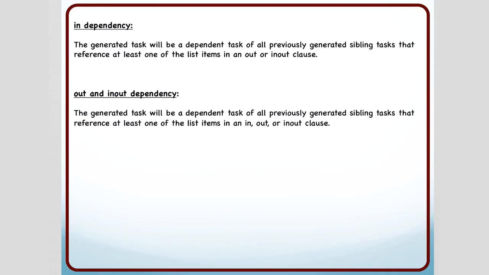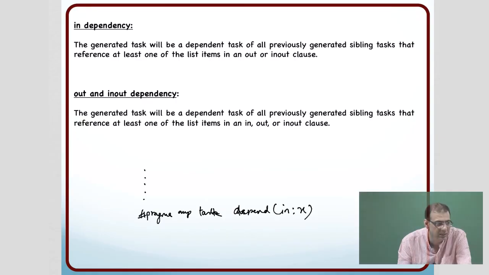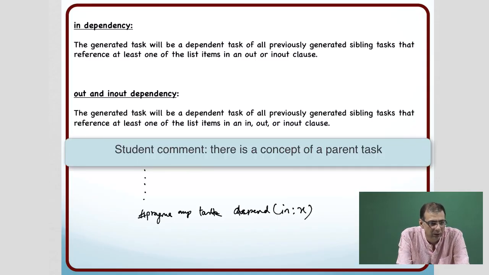The generated task will be a dependent task of all previously generated sibling tasks that reference at least one of the list items in an out or inout clause. What that is saying is that if I have a task, #pragma omp task, and I say depend in colon x, what it's going to ensure is that all previously generated sibling tasks, what are sibling tasks? Tasks created by the same task, whatever tasks it has earlier created, and if it is at the top level then the thread, in the concept of a parent task.